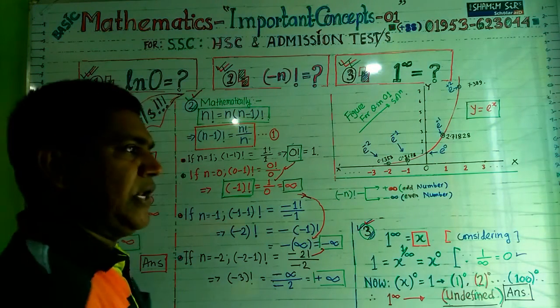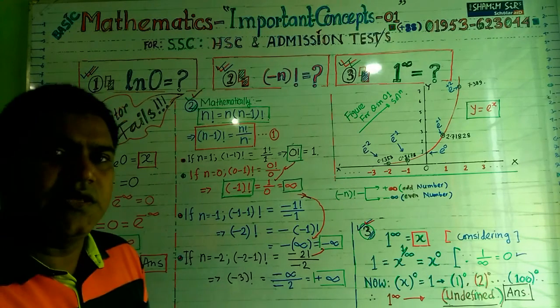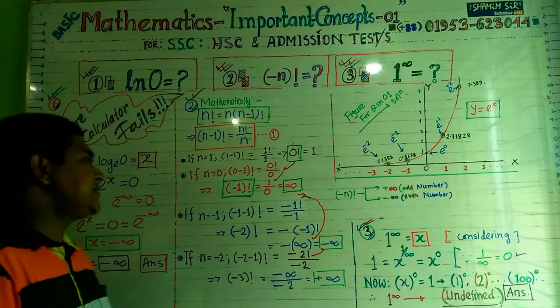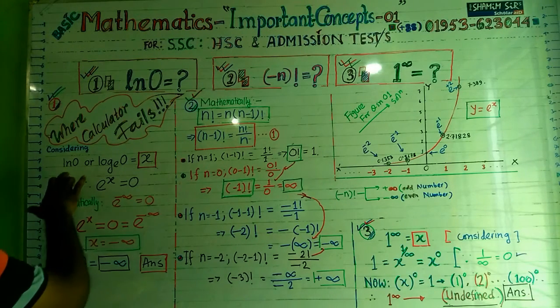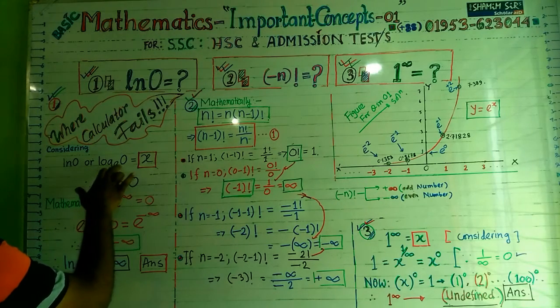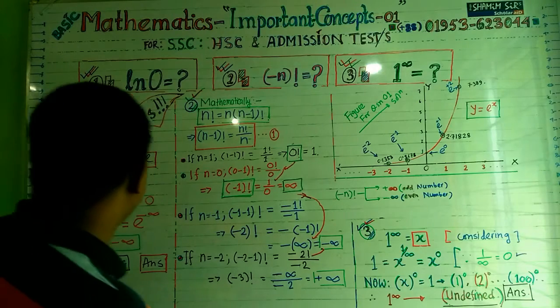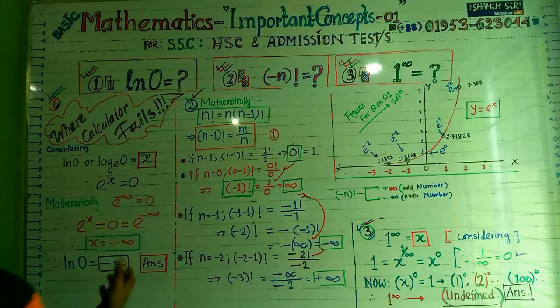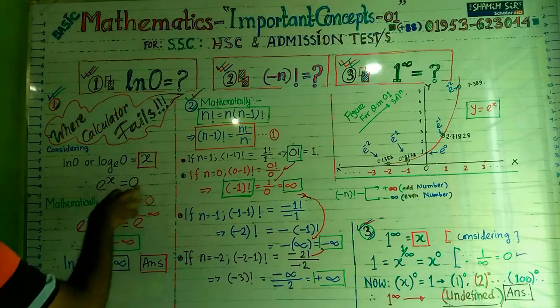Again, I want to request you all about one thing. You always say "ln". Please don't say "ln" as a word. We always say ln means natural log, and we all know that natural log means e base log. So let's consider ln 0, or e base log 0, equal to x. From the log exponent rule, we can easily say if log base e of 0 is equal to x, then e to the power x equals 0.